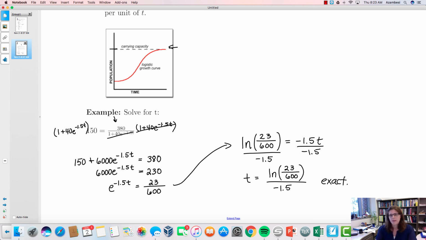For an applied problem, it's kind of clunky to work with an exact answer, so you'd want to put this into your calculator and get a decimal approximation.